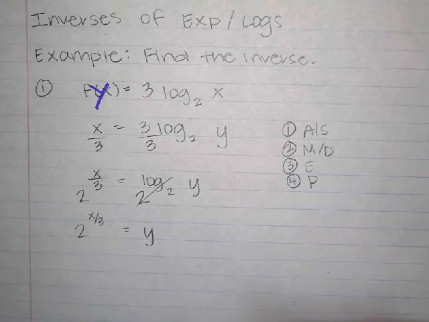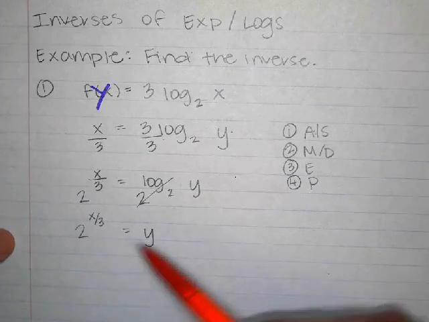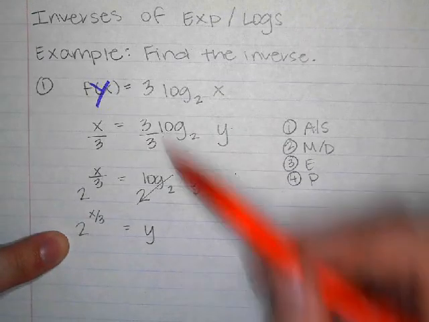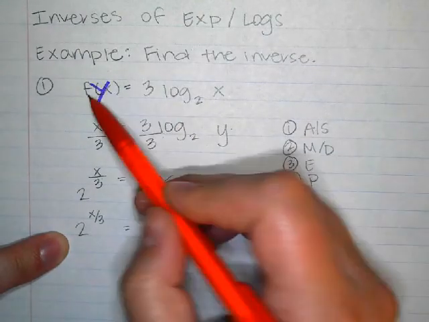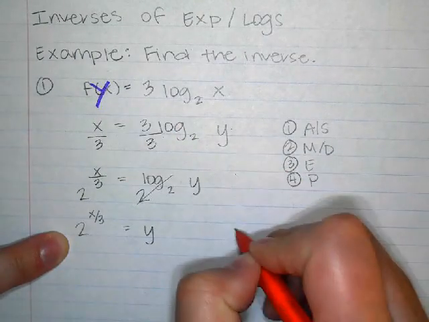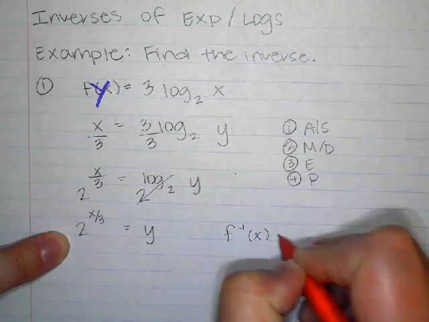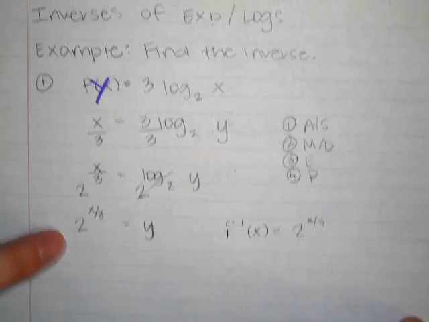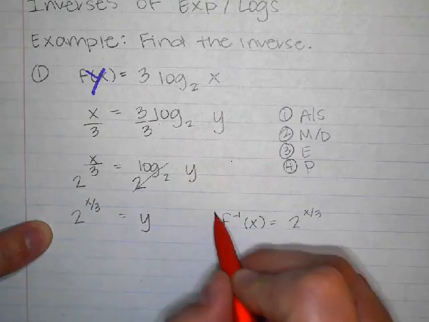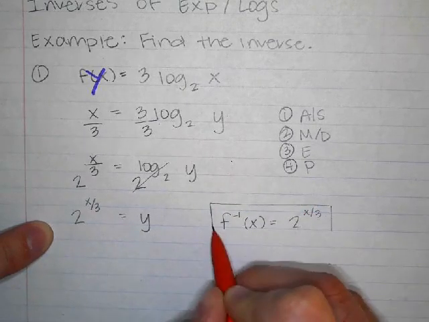All right, so we got our y alone. At this point, we're going to say this is our inverse function. And so at this point, we look back at the original notation and we write it as inverse notation. So if this is f of x, then I'm going to say f inverse of x is my final answer, 2 to the x over 3. And this is what I say the answer of the problem is.